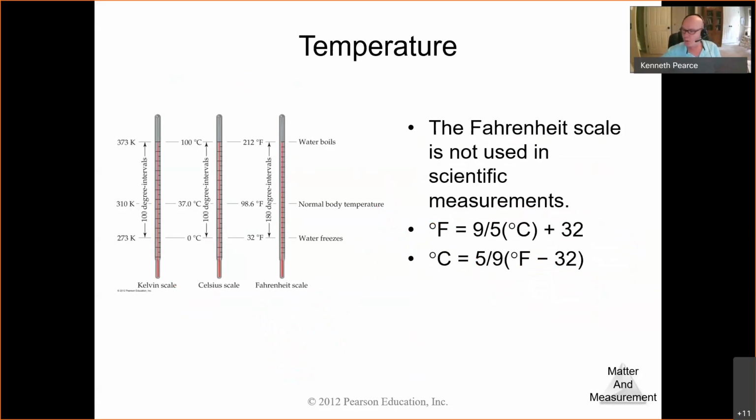You can do this on your own with the conversions. Generally speaking, we don't usually measure things in Fahrenheit, so the only conversion we ever really worry about is going from degrees Celsius to Kelvin.